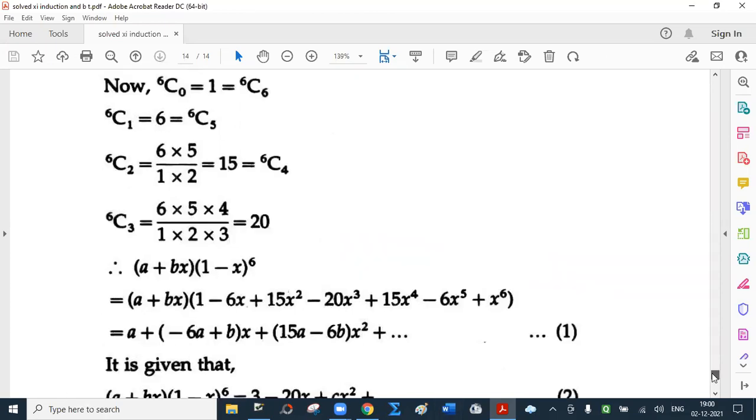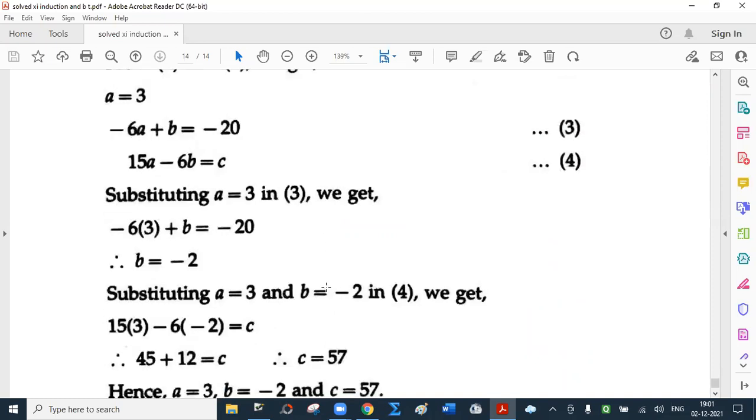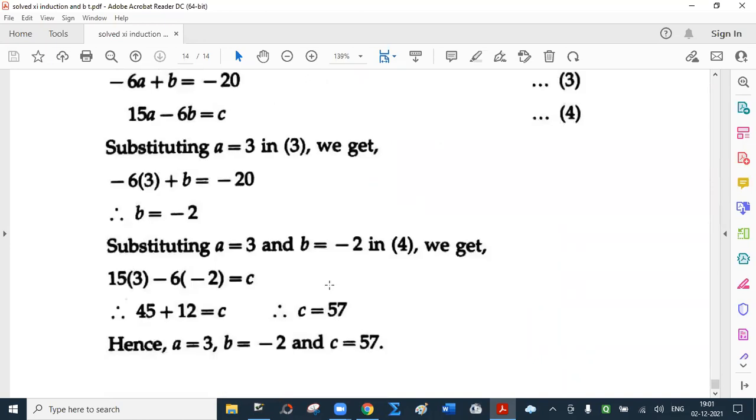So from 1 and 2, we can have a equal to 3, simple. Okay, then minus 6a plus b has to be minus 20. But as a is obtained, b comes out to be minus 2. Then coefficient of x square, which is 15a minus 6b, is nothing but c. As we have obtained the values, we can find the value of c also. Okay, so a equal to 3, b equal to minus 2, and c equal to 57.